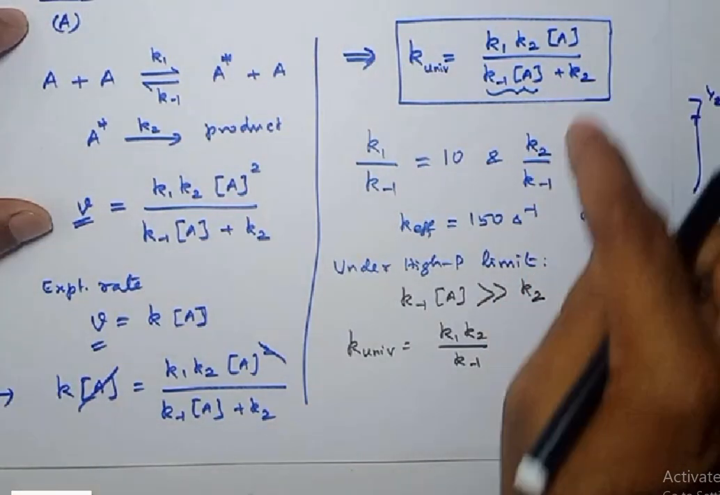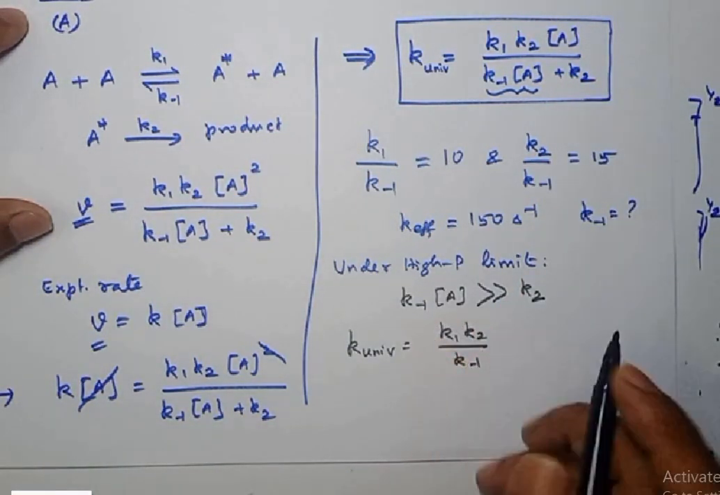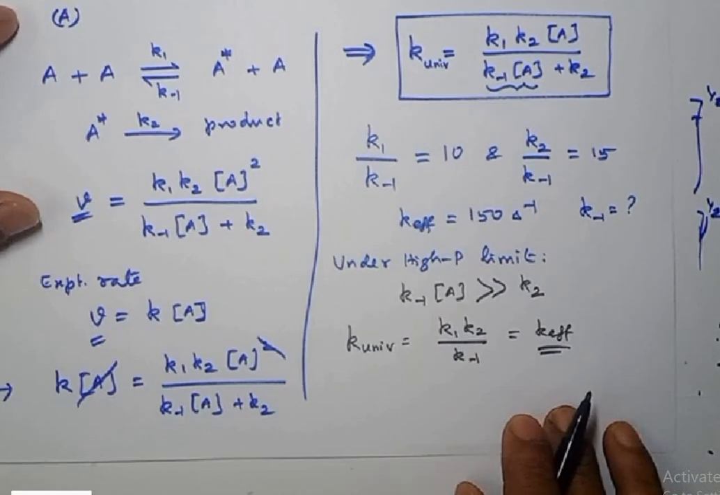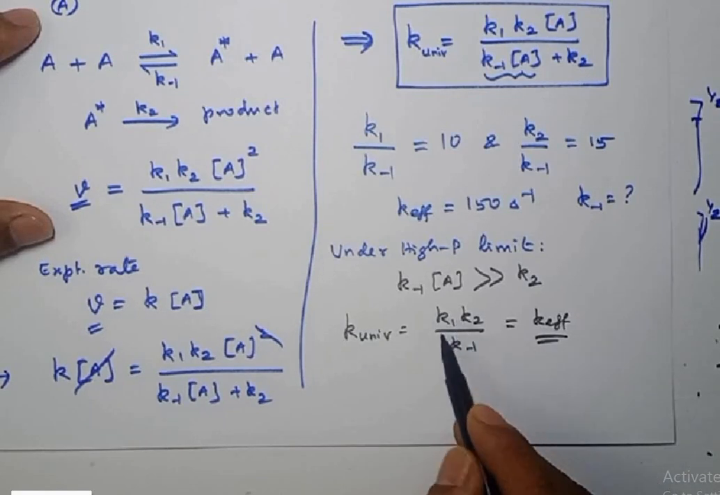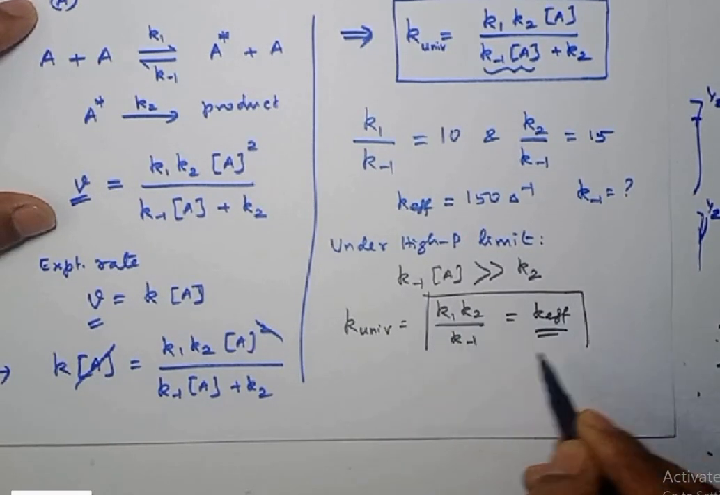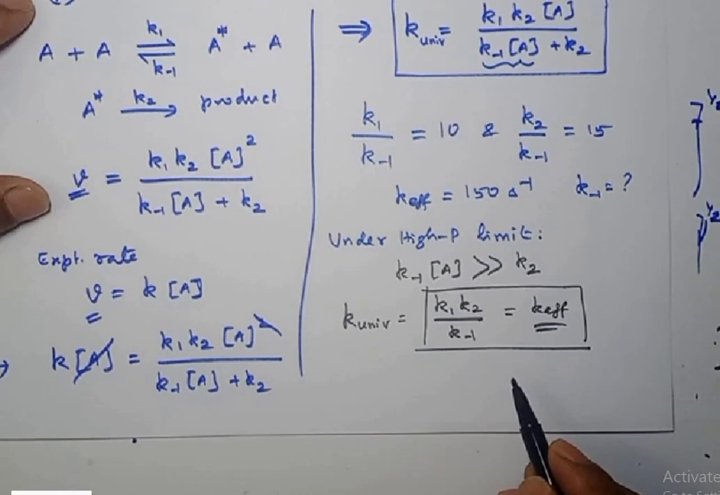So A cancels, and you will get this. This is nothing but the effective rate constant. So the effective rate constant is equal to this quantity. Keep this in mind, very, very important.